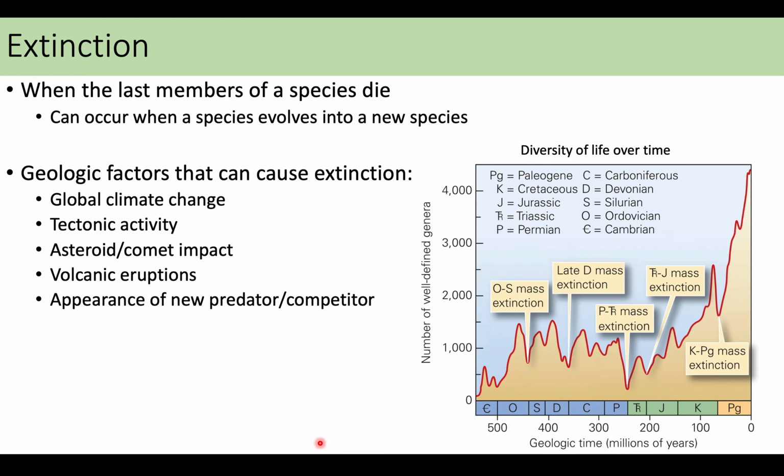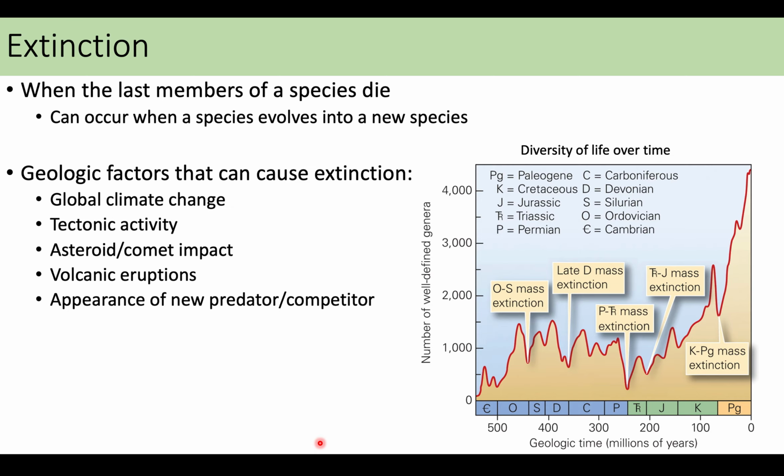And then with evolution, there's also extinction. Extinction being when the last member of a species dies. This can also be considered when a species evolves into a new species. So extinction would be when the old species officially evolves into something new.